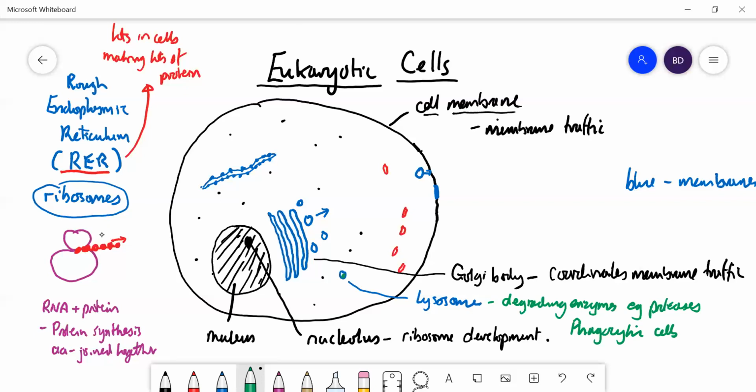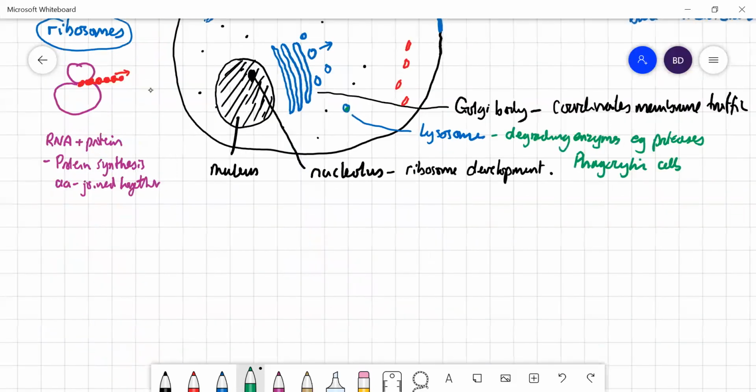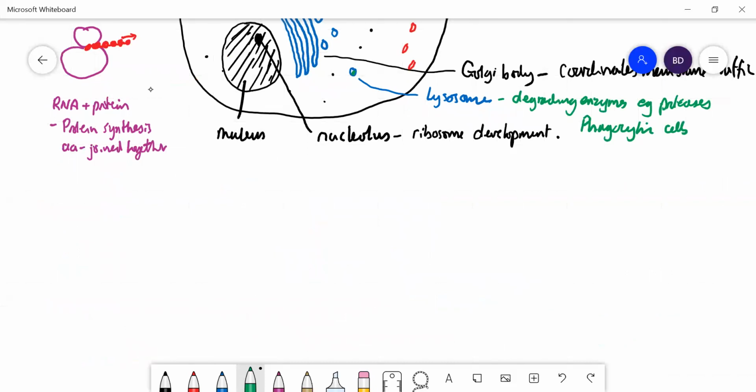So I'll just draw that in a little diagram. Here we have a cell like a macrophage, for example. There's a macrophage. Here is a bacteria. So what's going to happen is the cell membrane is going to engulf that bacteria, or go around it like that. Eventually it's completely engulfed.